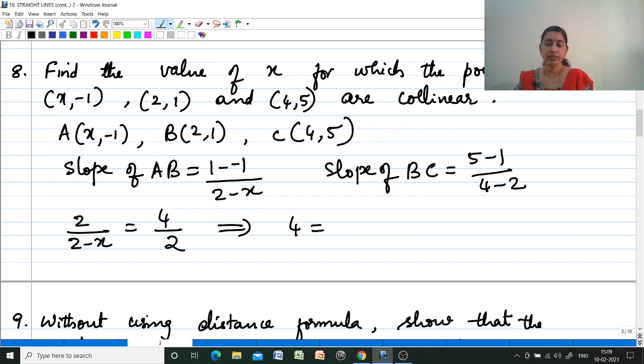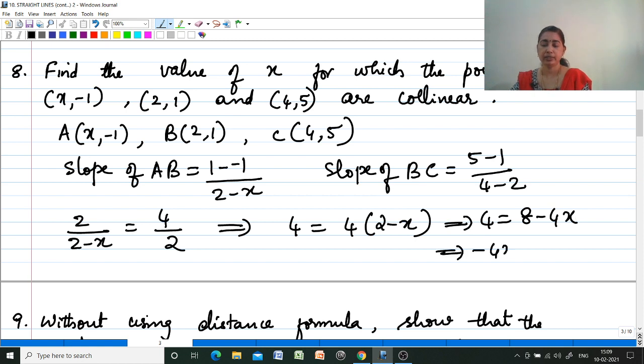So, 4 is equal to 4 into (2 minus x). Simplifying, 4 is equal to 8 minus 4x, or minus 4x is equal to minus 4, or x is equal to 1. So, if these 3 points are collinear, then the value of x is equal to 1. Collinear means it is lying on the same line.